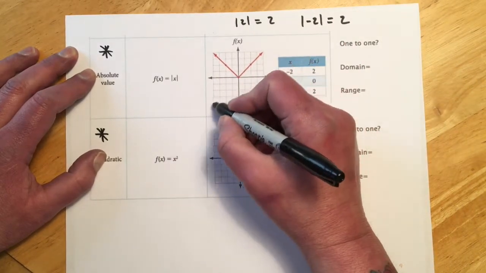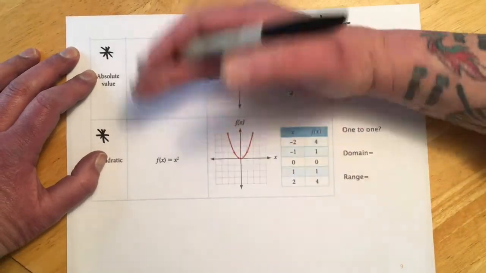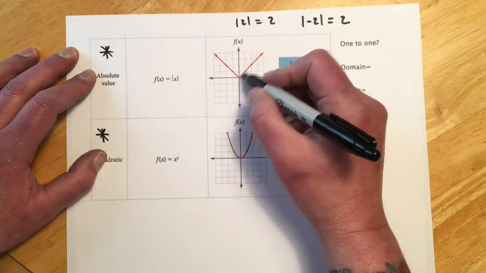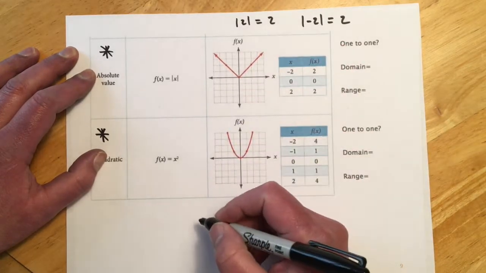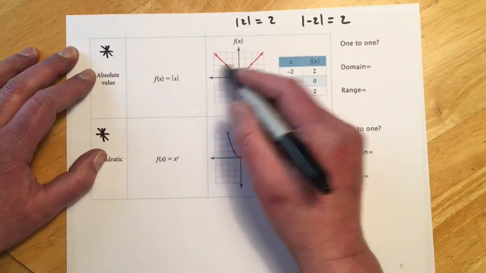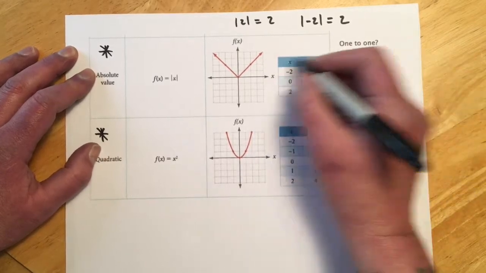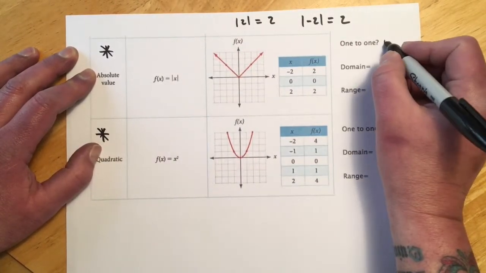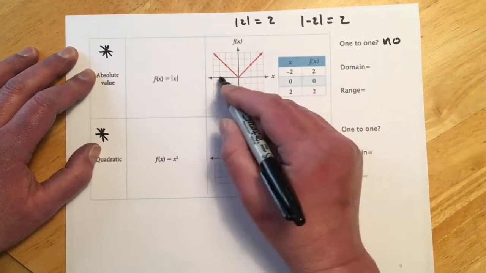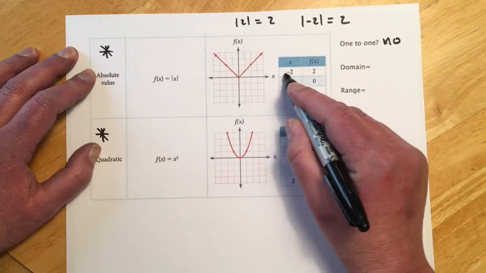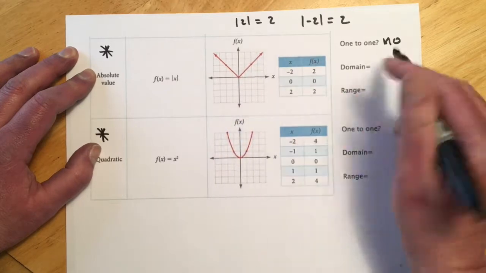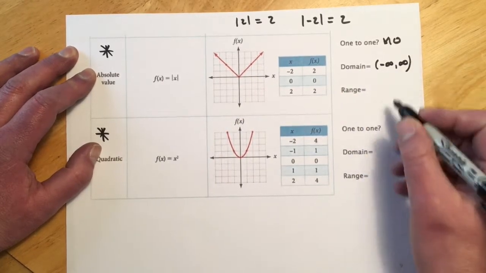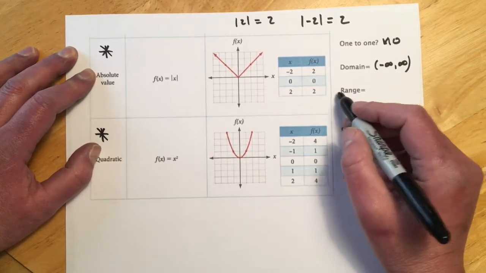So it's like our identity function, except this side has been folded up into the positive, because when I put in the negative numbers, it acts just like the positive side. And so we get this kind of traditional V shape. It's not one-to-one because it totally fails the horizontal line test, so we'd say no. The domain, I can put anything in, I can get anything out because the x's go forever. So that one's going to be all real numbers again, or negative infinity to infinity.